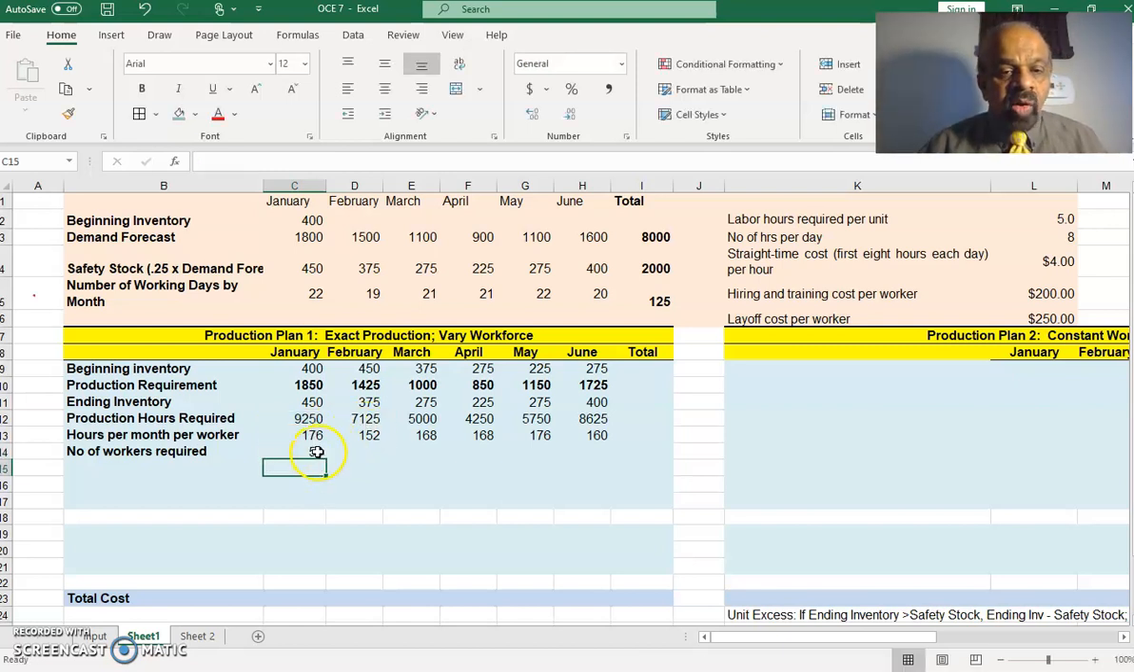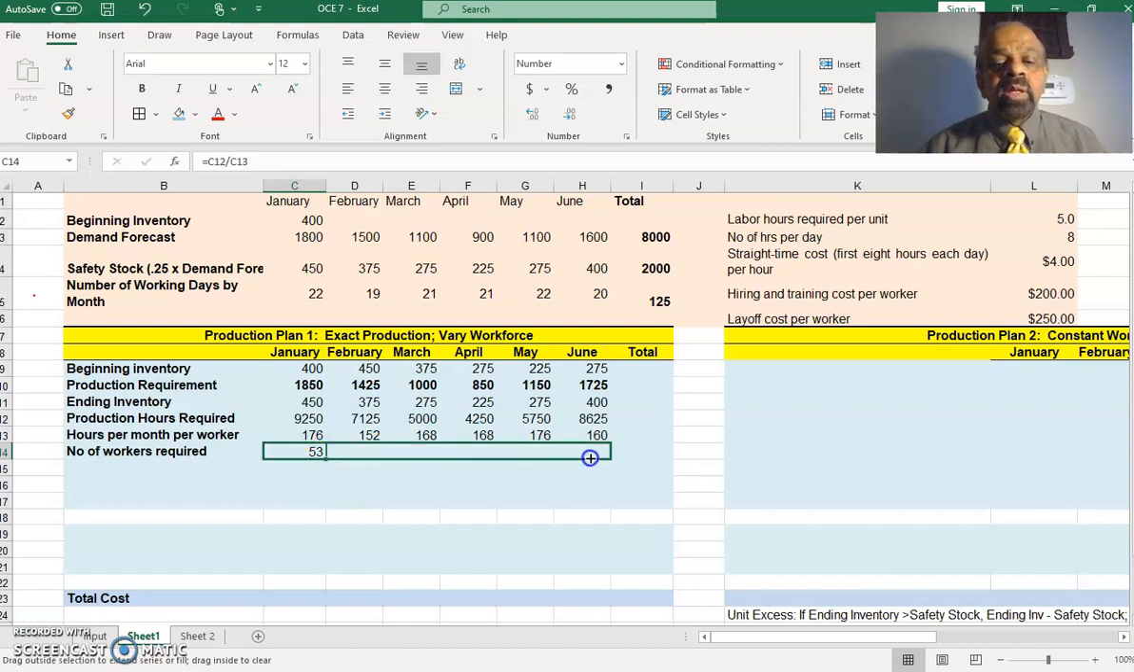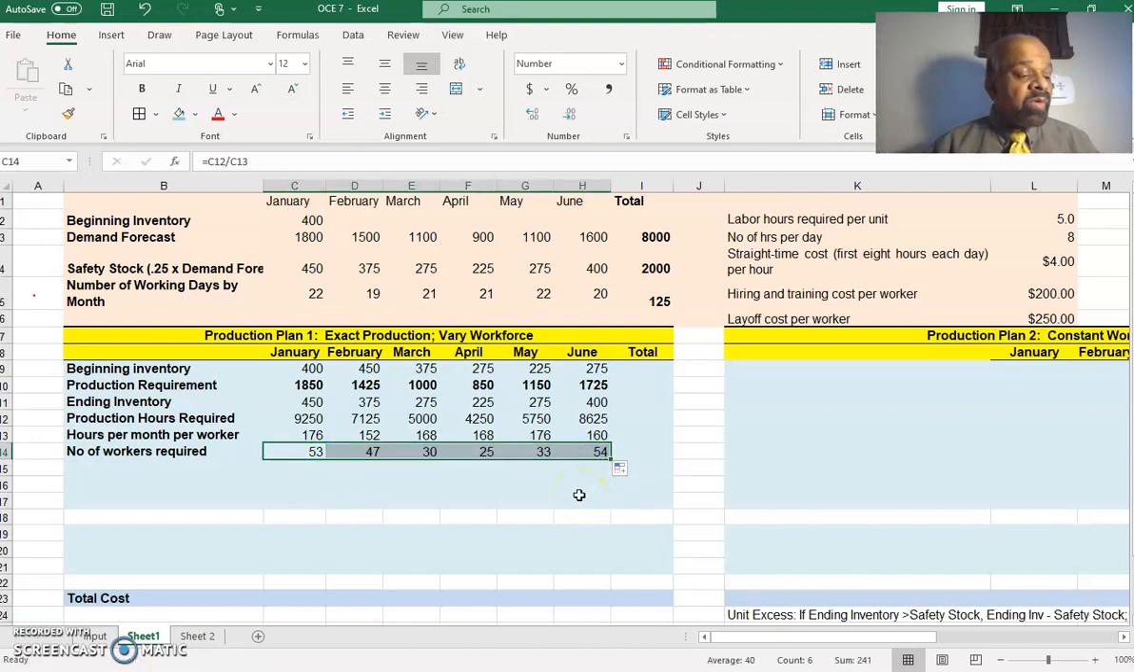I have actually rounded this up to 53. I've used this decreased decimal to 53, so it'll be 52 point something. I rounded it up to 53. Now I can copy and paste this, and this gives me the number of workers I need per month.